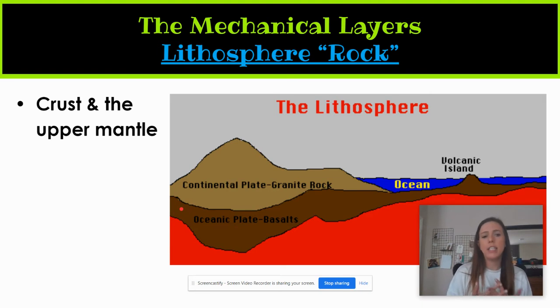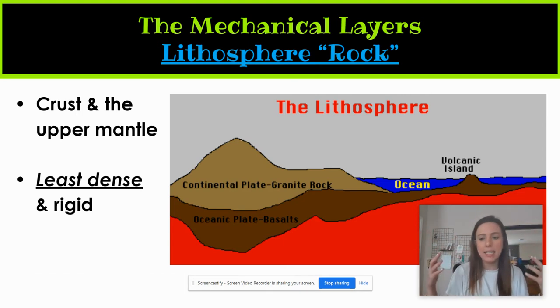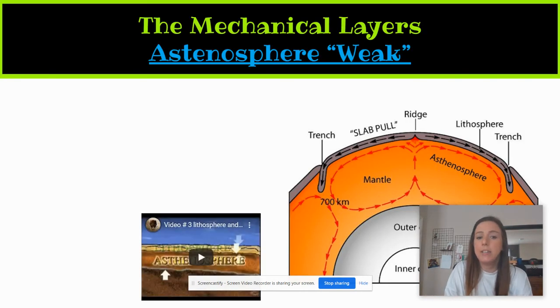The lithosphere is considered the rock section of the layers. It is made up of the crust and the uppermost mantle. It's a little bit thicker. It is the least dense, and that's why it's at the top, and that's why it's the outermost layer. However, it is extremely rigid. The reason why it's rock and not a liquid, and it's also rigid, is because of the low temperatures in this layer.